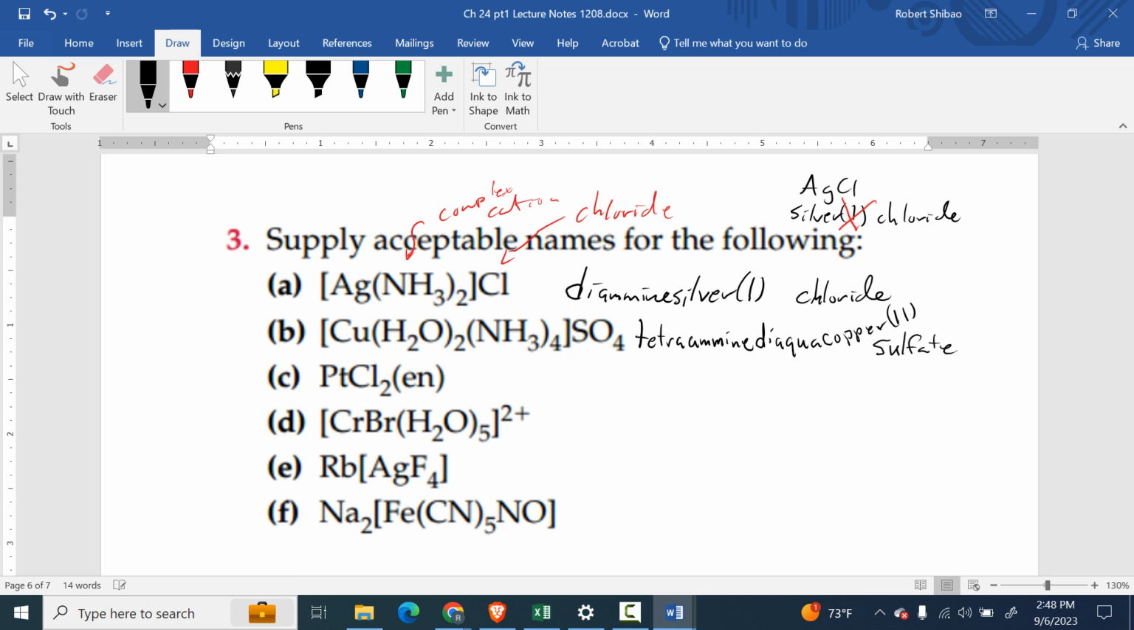Coordination number of copper is what in this complex here? What is the coordination number?